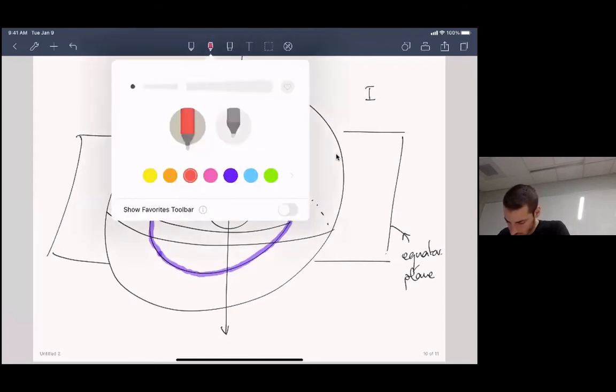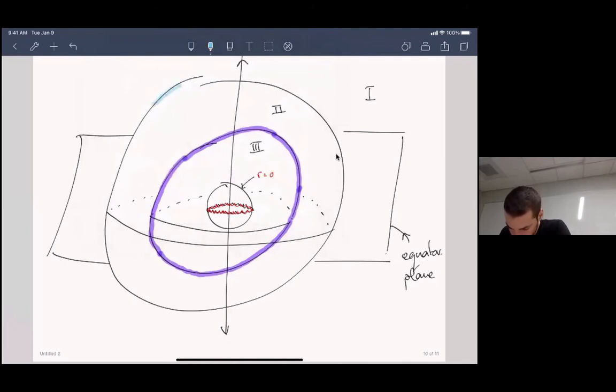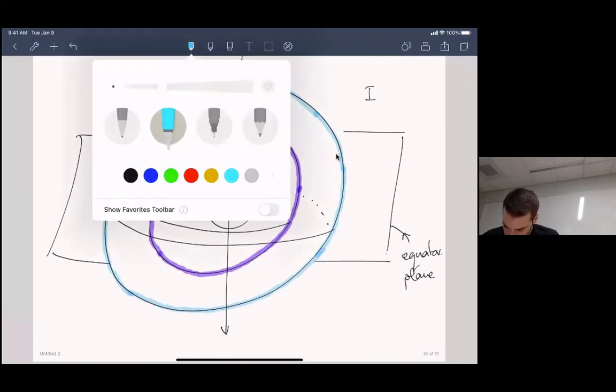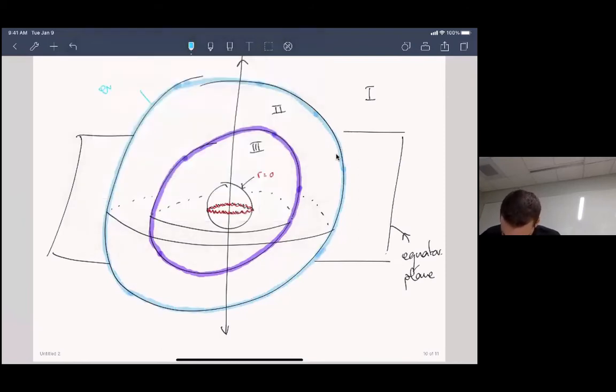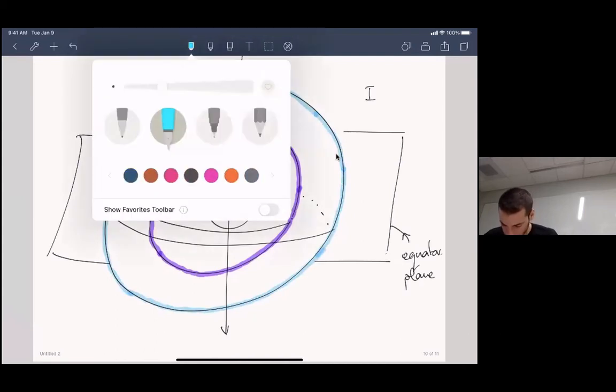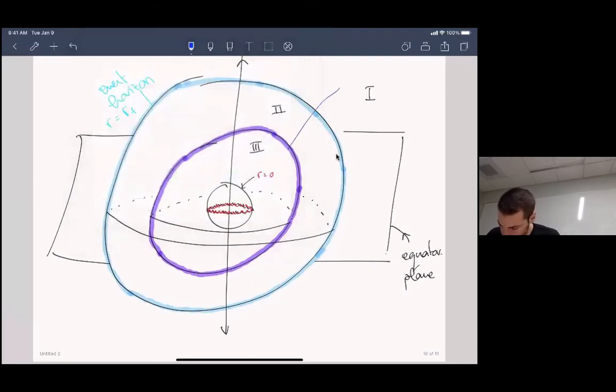Okay, and let's use a different color. Let's use blue for the event horizon. So can anybody tell me what was so spectacular? Oh, and how this is, by the way, very different from Schwarzschild. So this is the event horizon, R equals R plus. This is the Cauchy horizon.